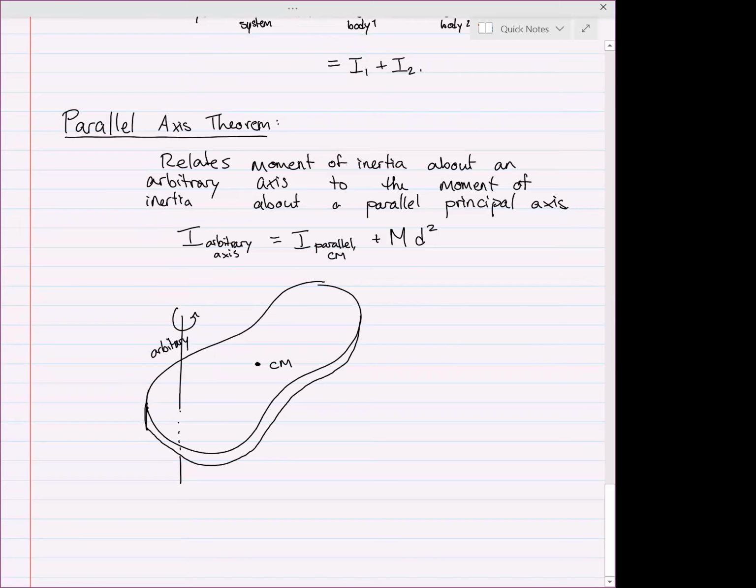Well, you would have to know everything about this object. Whereas if you just knew the moment of inertia about the parallel axis that passes through the center of mass, this would be a principal axis because it passes through the center of mass. And you know this distance, d, the distance between the two lines. If you know one of the moments of inertia, you can find the other.